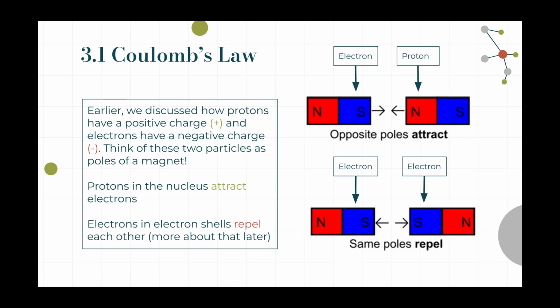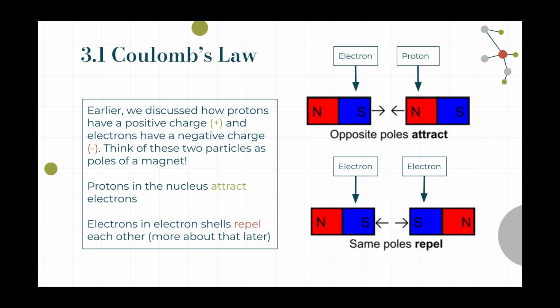Now let's get into our lesson. As we discussed earlier, protons have a positive charge and electrons have a negative charge. Think of these two particles as a pole of a magnet. We know that opposite charges will attract and like charges will repel.